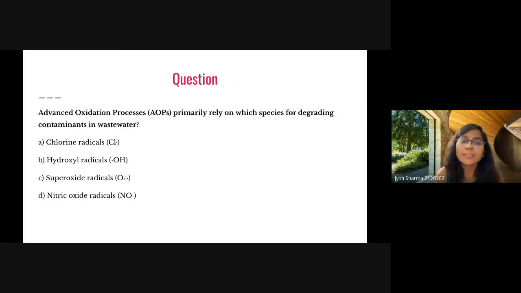So we have advanced oxidation process, that is AOP, primarily rely on which species for degrading contaminants in wastewater?